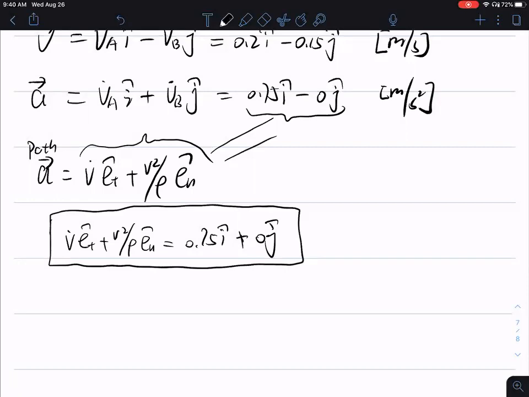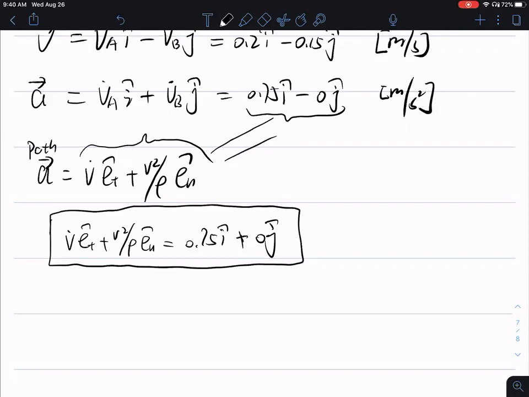But what we just did at the very beginning, we have the conversion equations for ET, EN, I, and J. Now your goal is to either plug in I and J or plug in ET and EN to make sure they're under the same coordinate system. Can you do that?